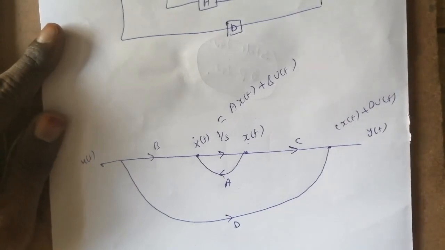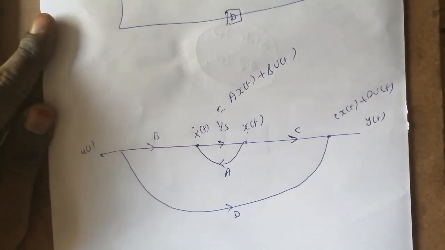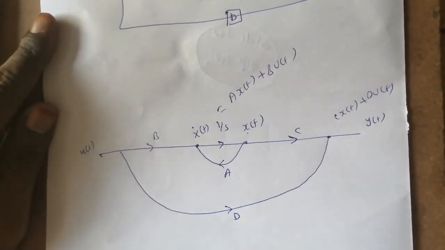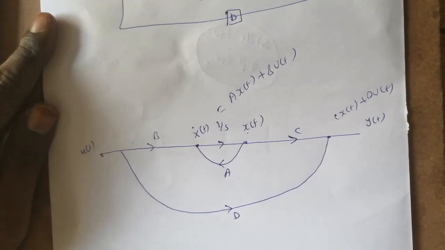So this is the way of representing the state space model in the form of a block diagram as well as a signal flow graph, by using the state models in the time domain as well as the s domain.